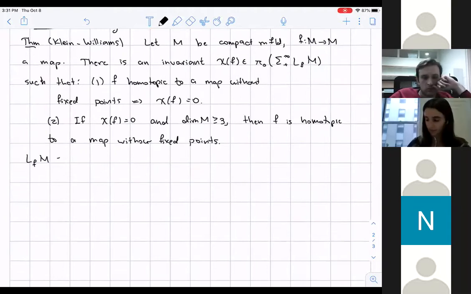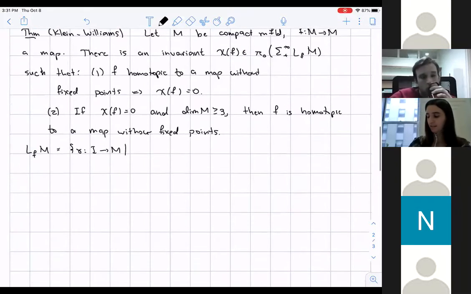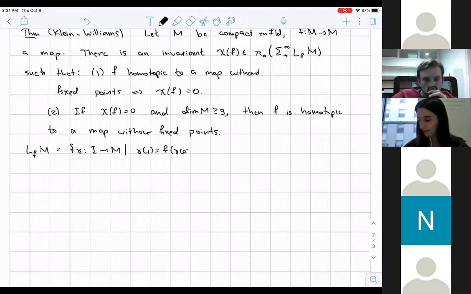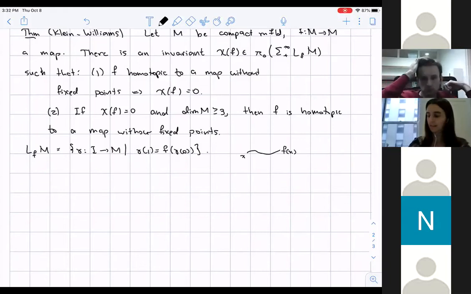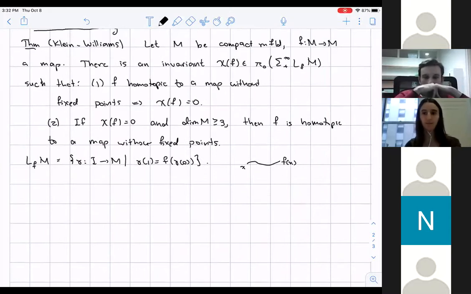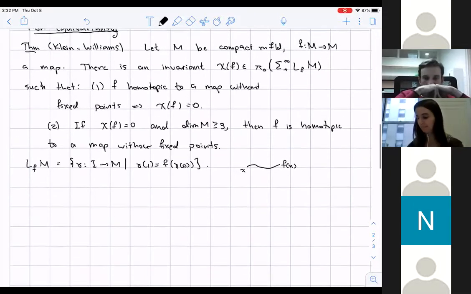Let me define what this twisted free loop space is. These are paths in M such that their endpoints are f of their starting point. So these are paths that start at some x and end at f of x. If you take f to be the identity map, for example, then this will give you the free loop space of your manifold. So if two manifolds are homotopy equivalent, then their twisted free loop spaces are also homotopy equivalent. Okay, thank you.